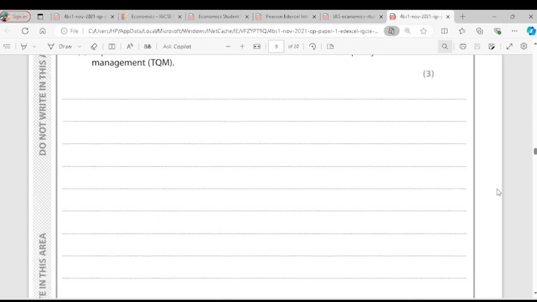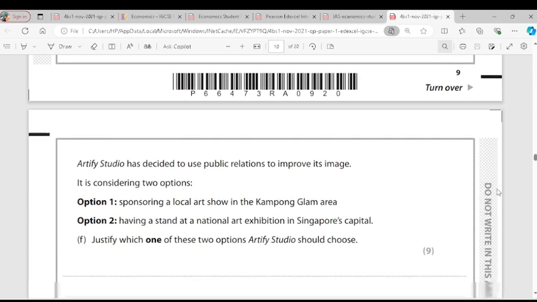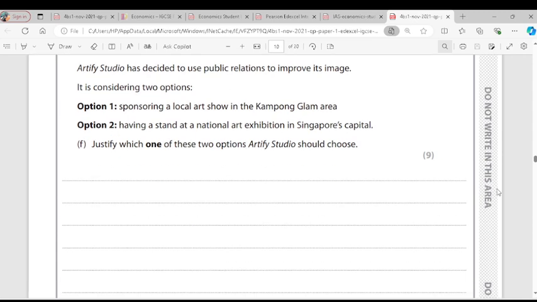Yes. Question F. They said Artify Studio has decided to use public relations to improve its image. When we talk about public relations, that means building a relationship with the public, with the people. Option 1, sponsoring a local art show. Option 2, having a stand at a national art exhibition.